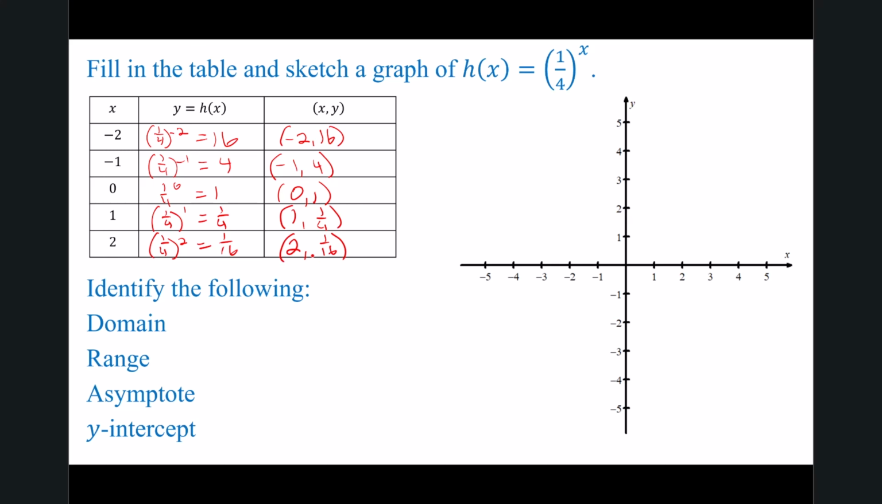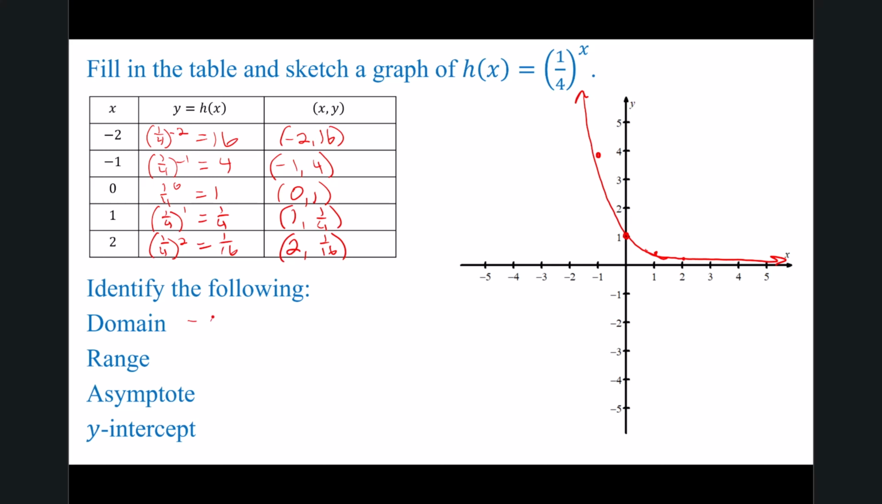If I graph those points, negative 2, 16 is off on my graph, but negative 1, 4 is right here. 0, 1, 1, 1/4, and 2, 1/16. And I know the basic shape here. Same shape, but this one is decaying instead of growing. So instead of going up from left to right, increasing, it is now decreasing from left to right.